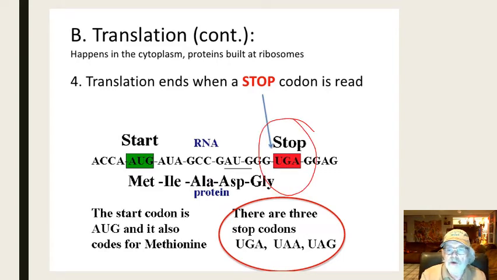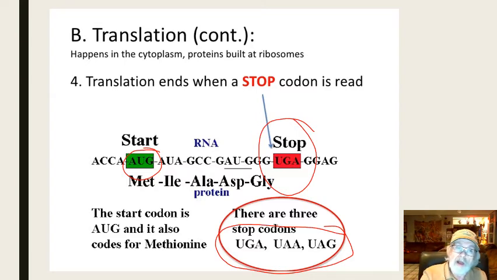There are a couple stop codons: uracil, guanine, adenine; uracil, adenine, adenine; uracil, adenine, guanine. Don't memorize these. What I want you to remember is that there's a start codon, which is AUG, adenine, uracil, guanine. And there are three stop codons: UGA, UAA, and UAG.